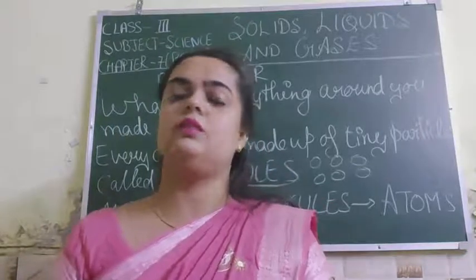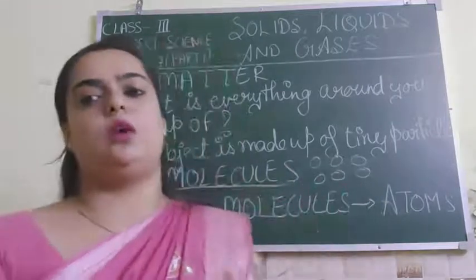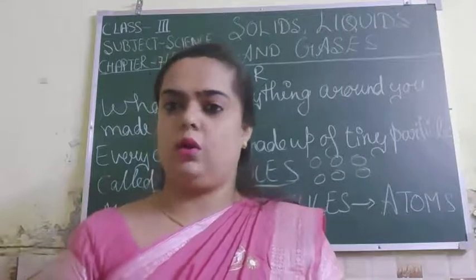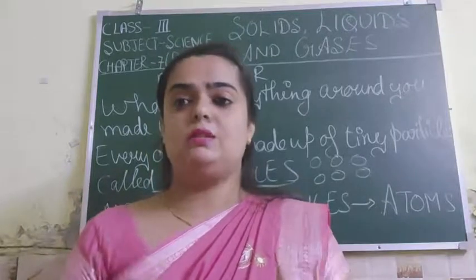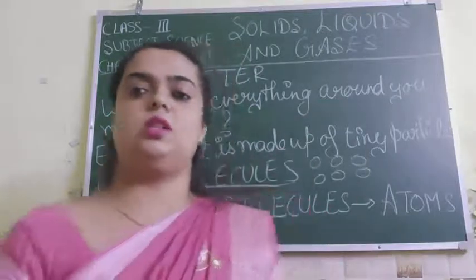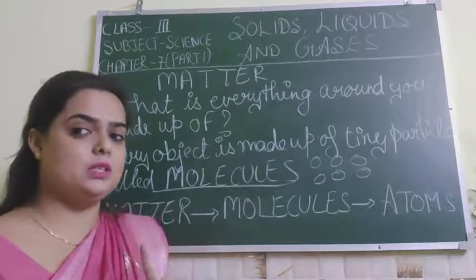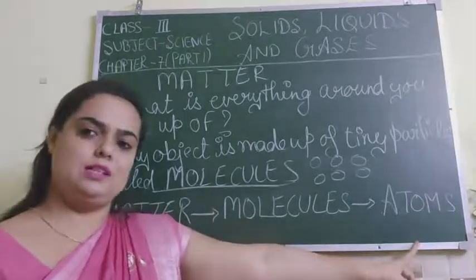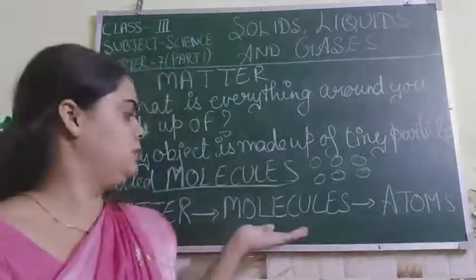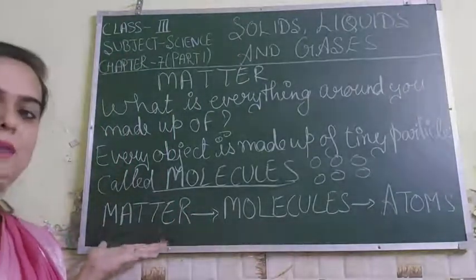And the third thing which we discussed is, what is everything around you made up of, or what is matter made up of? Children, matter is made up of tiny ball-like structures called molecules, and these molecules are further broken down into atoms. So, atoms combining together make molecules, and molecules combining together make matter.